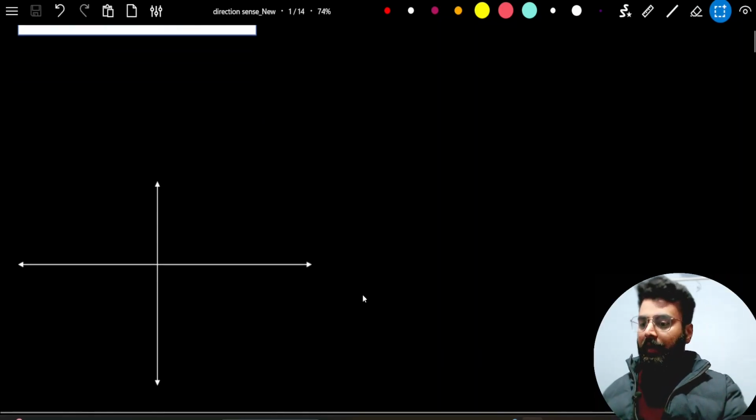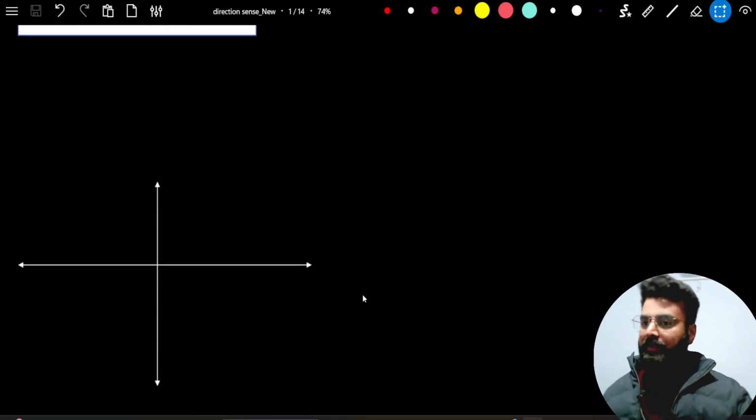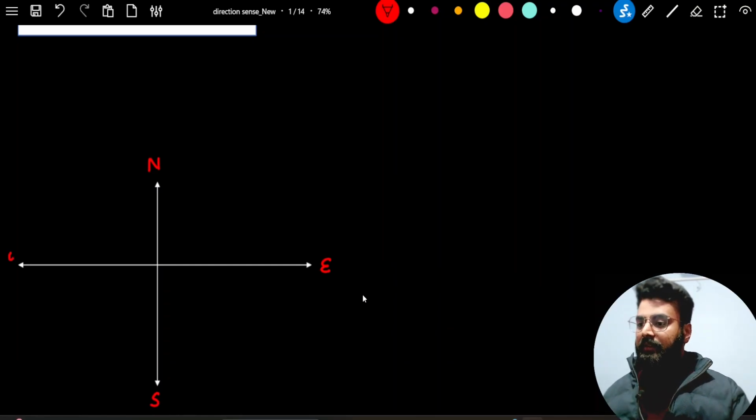Now what I believe most of us are already aware about the four basic directions: north, east, south and west. So if you try to recall the standard chart which you must have learned in class 6th or 7th in geography, there we used to show north in the upward direction, south downward, east in the right, and then west to the left. So this is the standard chart which we are already aware about.